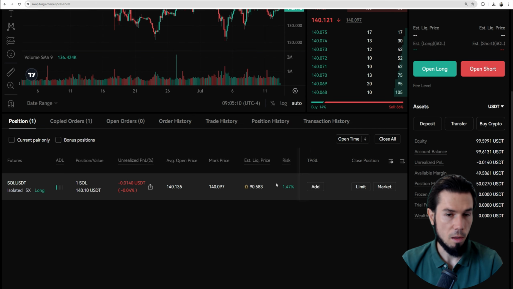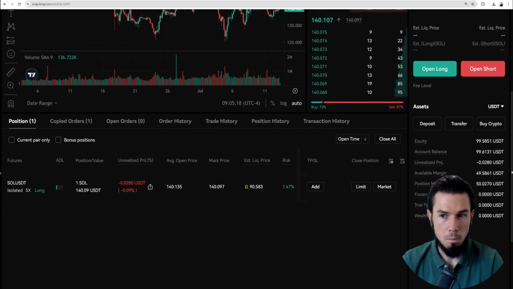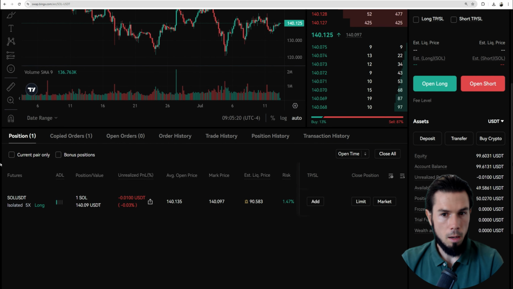Trailing stop loss is a different thing. I'm not going to talk about it. That's a little more advanced. Simple stop loss, take profit. We go by that, and that's the way to go around it. Beautiful.